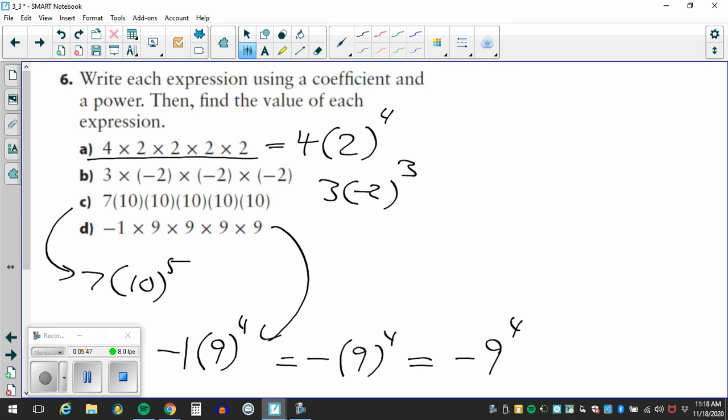We can think of them all 3 different ways. Even though the 1 is not written here, mathematicians like to think of that negative symbol as being a negative 1, because when you multiply a number by negative 1, you actually get its opposite, right?